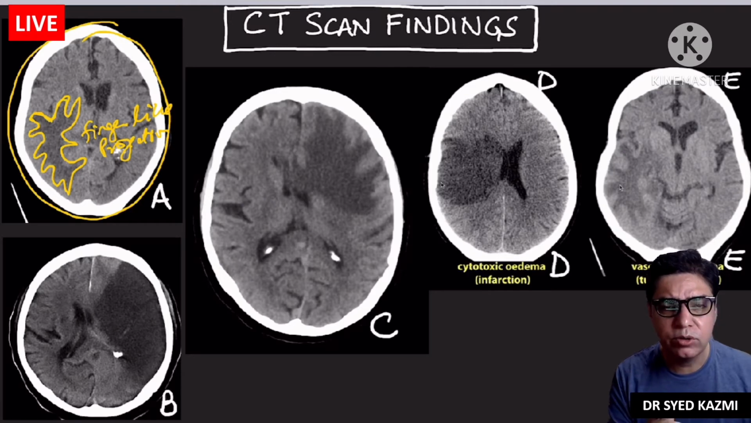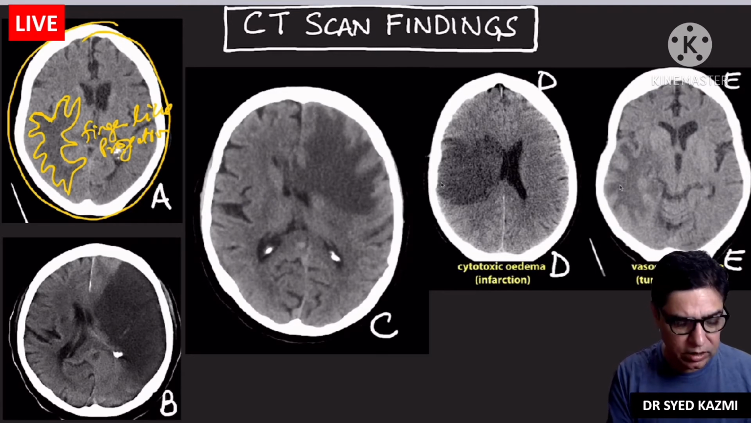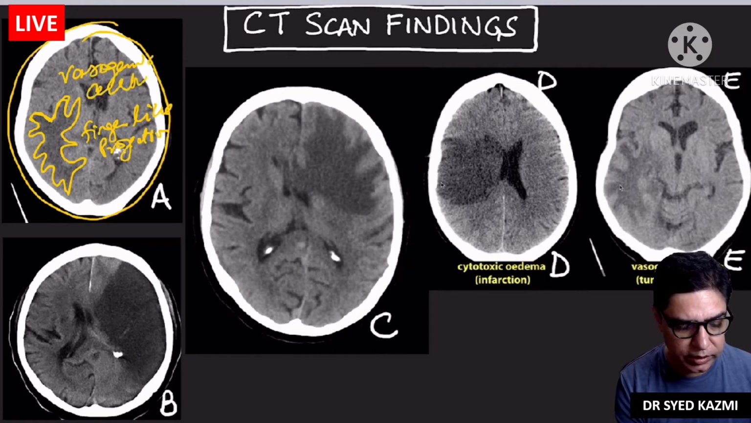So remember, whenever you see hypodensities with finger-like projections, obviously it could be infarction, but remember, not everything is infarction. Finger-like projections with hypodensities not extending to the periphery of the brain are very much suggestive of vasogenic cerebral edema. So this is vasogenic cerebral edema in the right hemisphere.